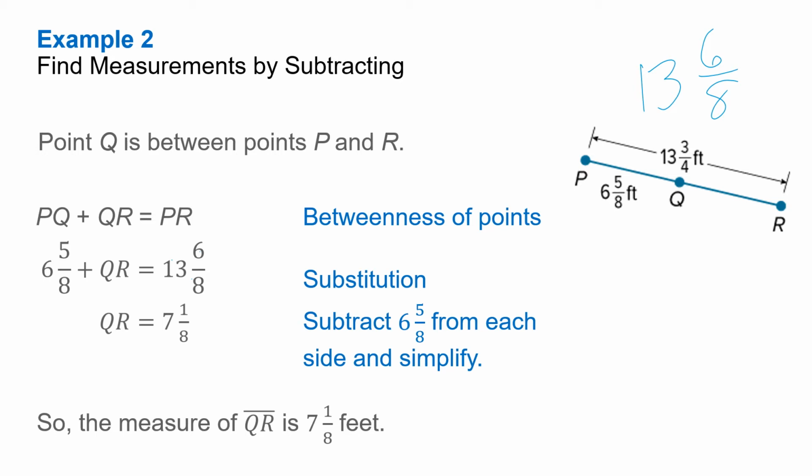They just have the same denominator so that when I subtract 6 5/8 feet from each side, I can subtract those two values. QR is 7 1/8 feet.